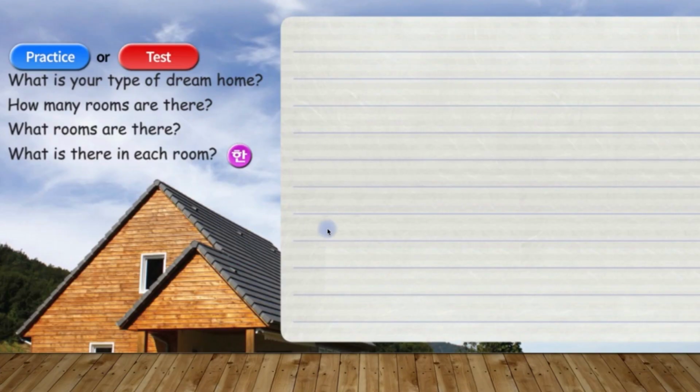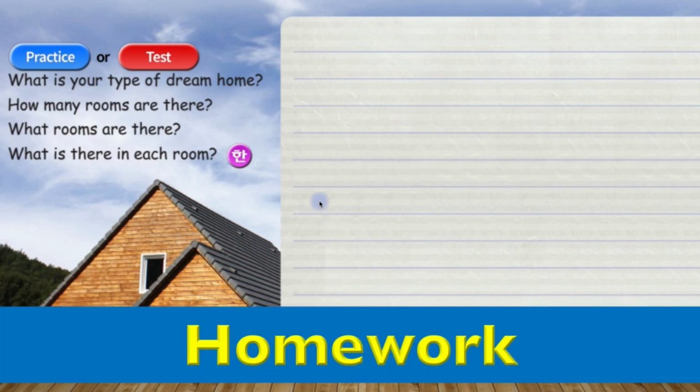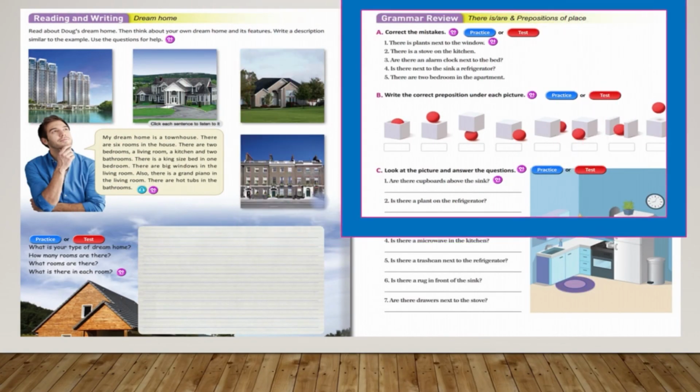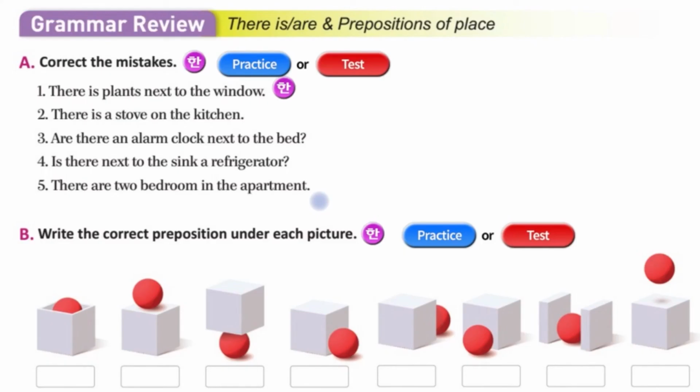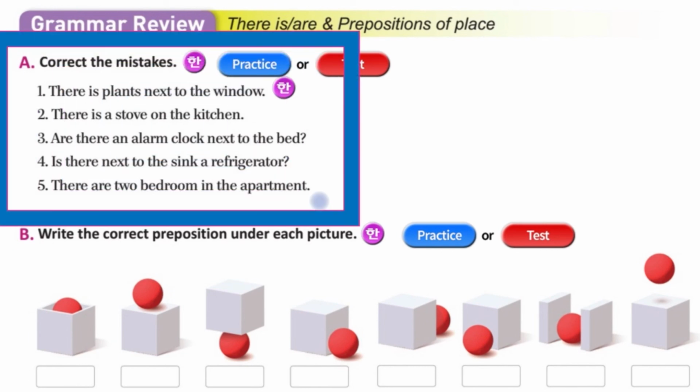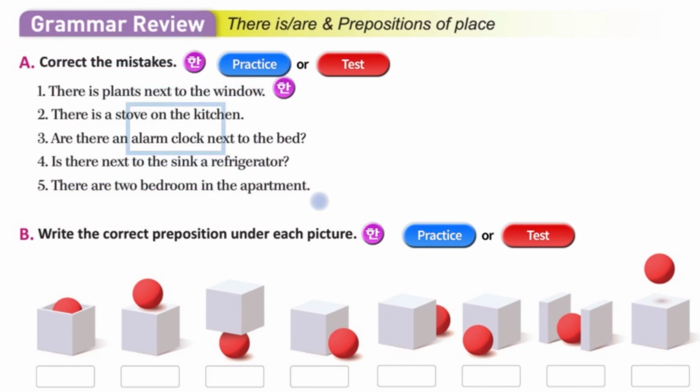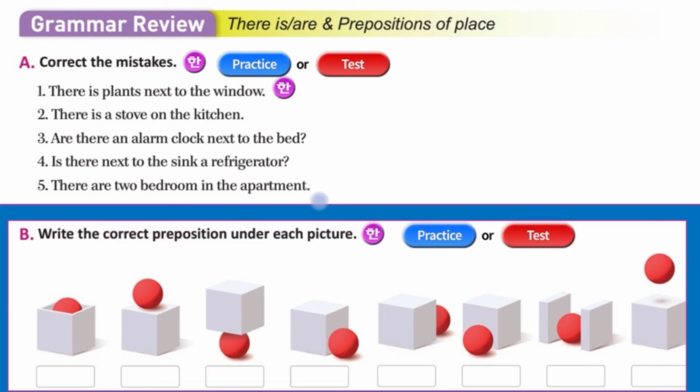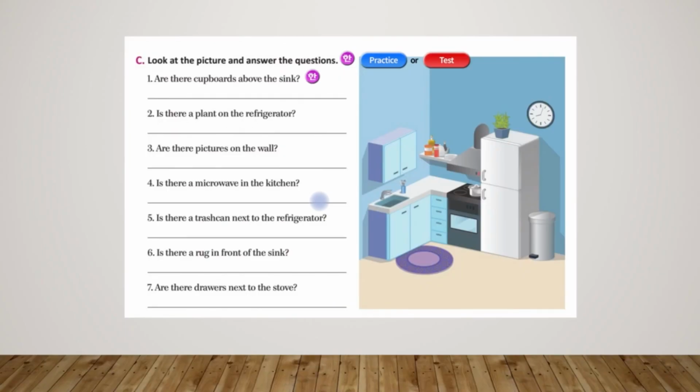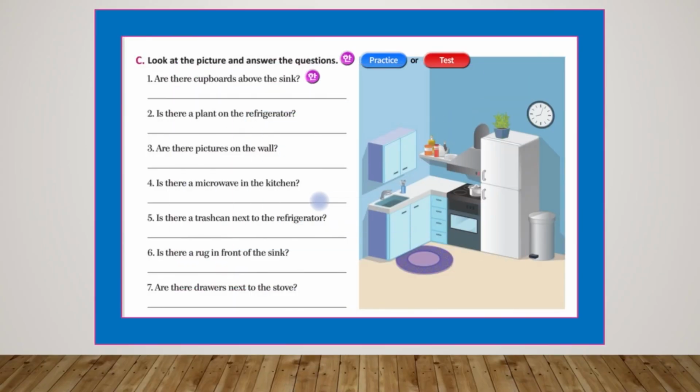Your dream home. So you know what's coming, Yonghee? This is another homework. Yeah, because there are 2 homeworks. So it's going to appear again. And you might want to do the grammar review, to practice. We said practice is important. You might want to correct the mistakes here. And you might want to write the correct preposition under each picture, to practice. Practice makes perfect. Strive to be perfect.